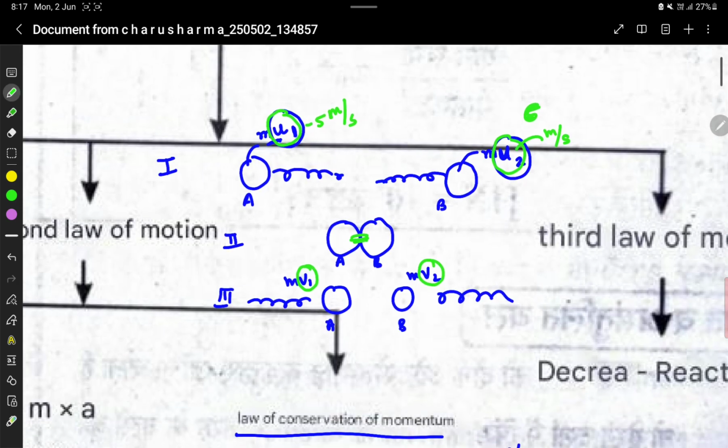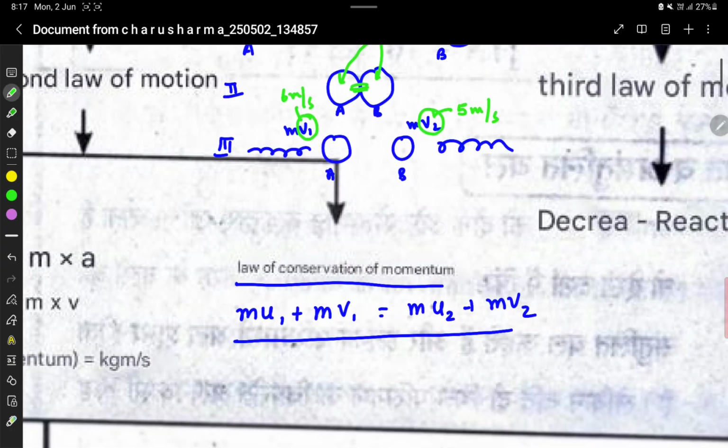Now after getting hit, this ball will move with 6 and this ball will move with 5 meter per second speed. Now why is this happening? Because they have transferred their momentum with each other. So now what will be the total?